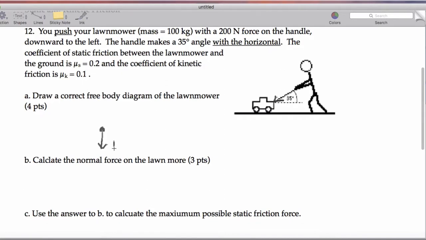So we're going to have the weight here. We're going to have the normal force pointing up like this. We will have a friction force opposing the motion. And we're going to do the same thing that we did before, where we have a diagonal force here that I'll call the applied force. And let's just be careful in our labels. So we're going to have, horizontally, an FA in the x direction. And we're going to have an FA in the y direction.